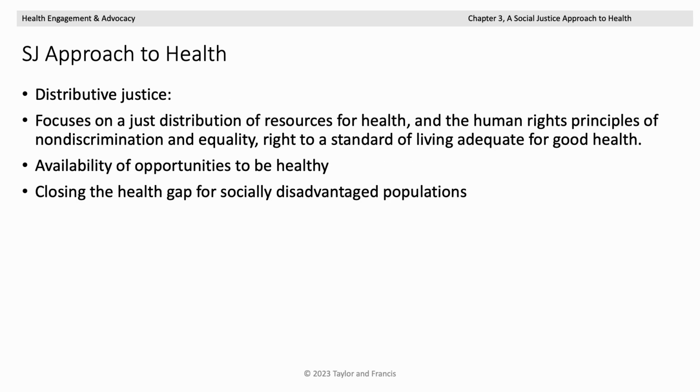Distributive justice focuses specifically on the just distribution of resources for health, grounded in the human rights principles of non-discrimination and equality, and the right to a standard of living adequate for good health. In practice, distributive justice is about the availability of opportunities to be healthy and closing the health gap specifically for socially disadvantaged populations, not simply raising the average, but narrowing the gap between groups.